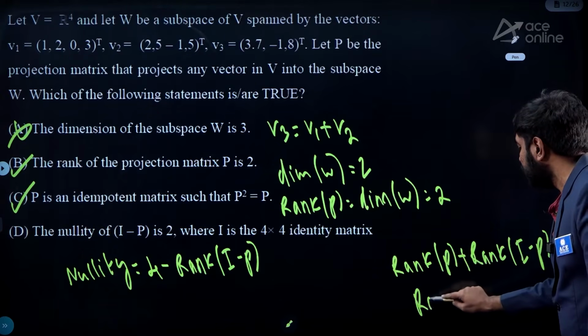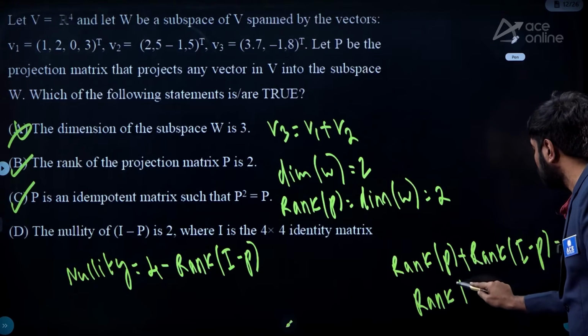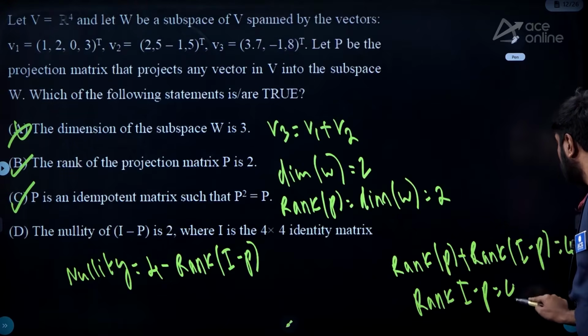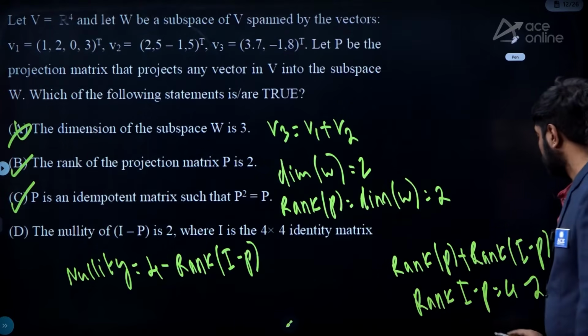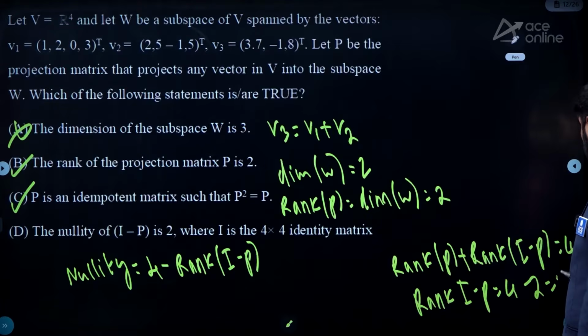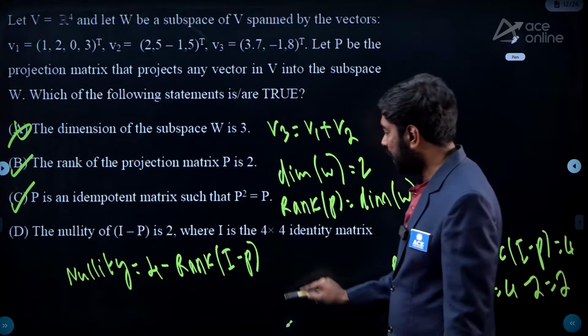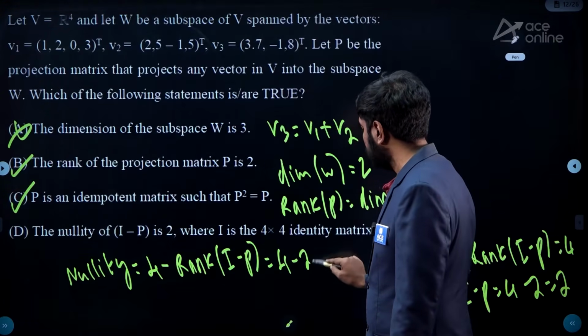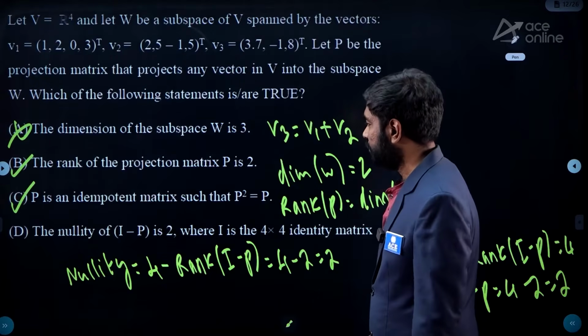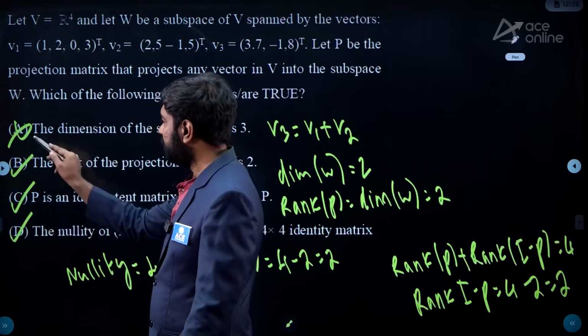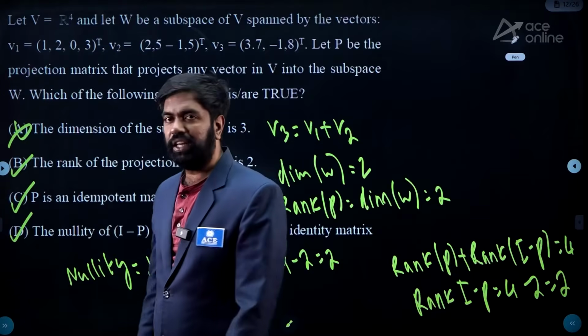So the rank of I minus P is 4 minus 2, because we know the rank of P. So the rank of I minus P is also 2, students. Substitute that. It is 4 minus 2, which is 2. So this is a true statement. So the answers are B, C, D.